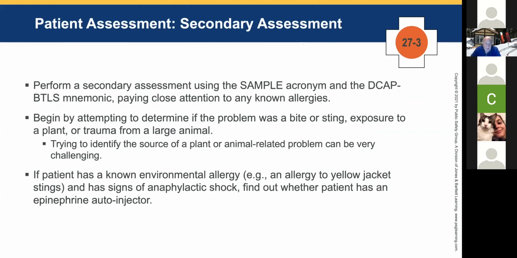Afterwards, we do a secondary assessment with SAMPLE and DCAP-BTLS. We want to begin by determining if the problem was a bite or sting or exposure to a plant. We want to try to identify the source of a plant or animal-related problem, and trying to identify the source can be a challenging situation.